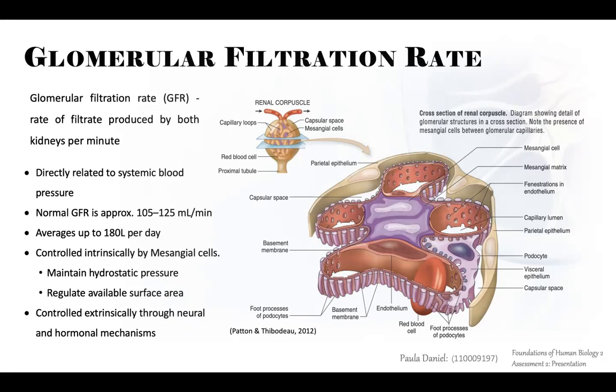Glomerular filtration is controlled intrinsically, also called autoregulation, by mesangial cells, which regulate and maintain hydrostatic pressure and how much surface area there is available for filtration. The GFR is also controlled extrinsically through neural and hormonal mechanisms, which we will cover in more detail later.